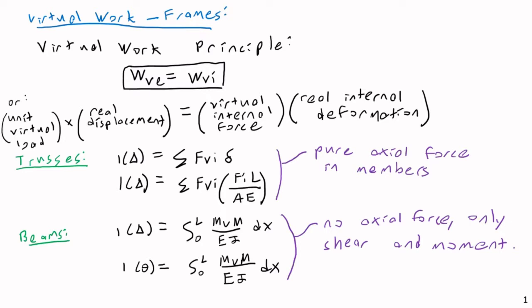Can I ask a question? Yes. I didn't ask this last class, but how can they be the same equation for slope and deflection? I don't understand that. Okay, the question is, how can the right-hand side of these be the same for both slope and deflection?